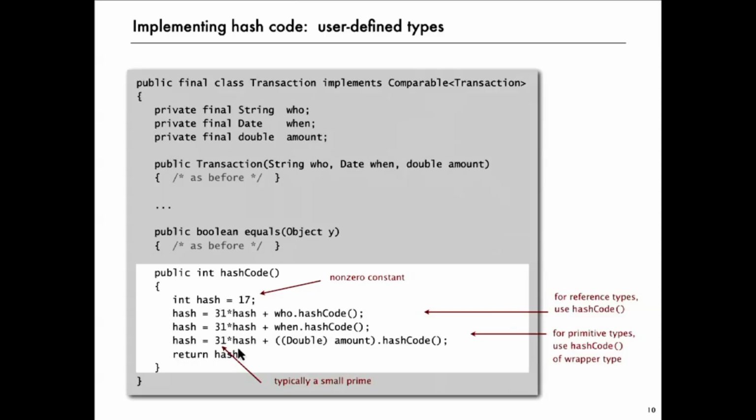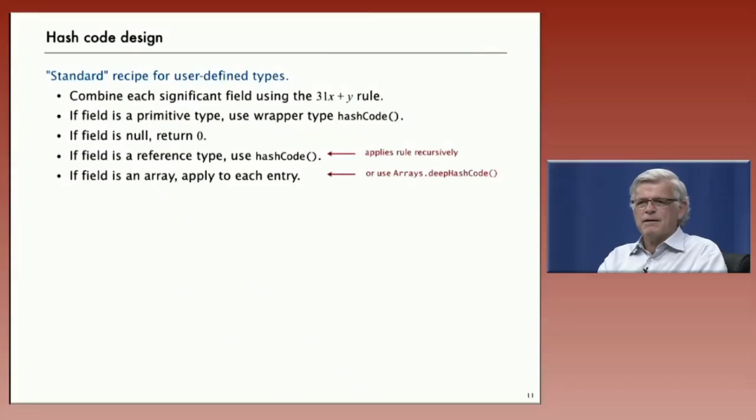Trying to take all the bits and scramble all the bits and use them. And for primitive types, take the wrapper type and use the hash code. So that's a simple example of implementing a hash code for our own type of data that might include several different types of instance variables. So that's the standard recipe.